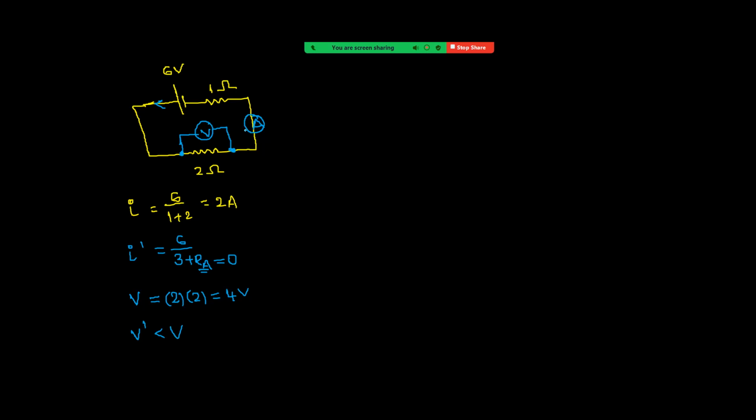So for ammeter, resistance must be very small. For voltmeter, resistance must be very high. Connecting ammeter in series, connecting voltmeter in parallel. Okay. So these are some basic points regarding ammeter and voltmeter, right?